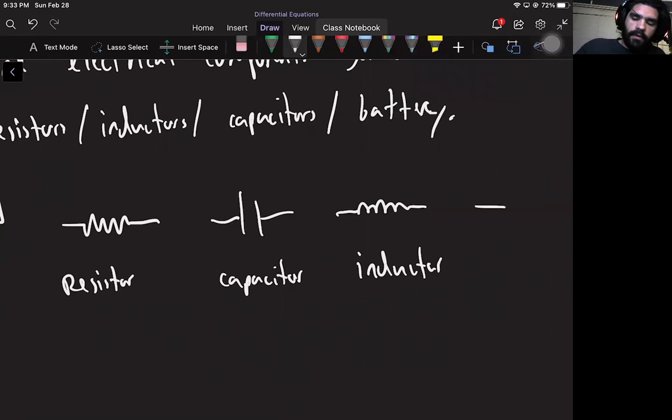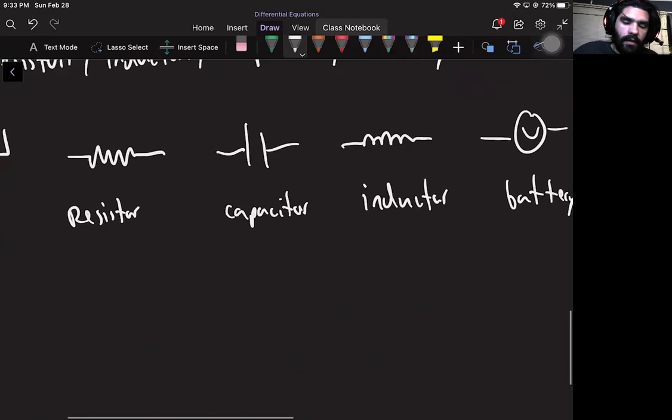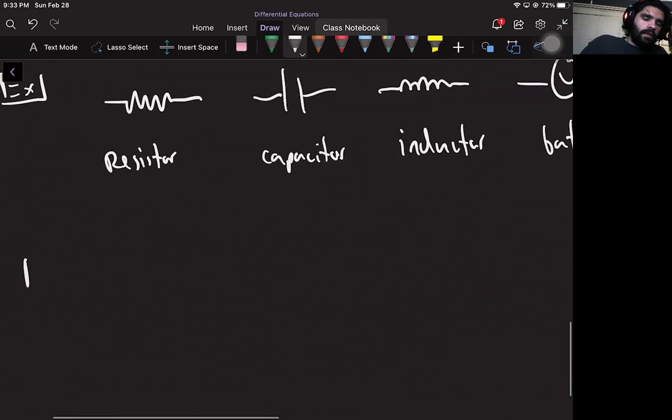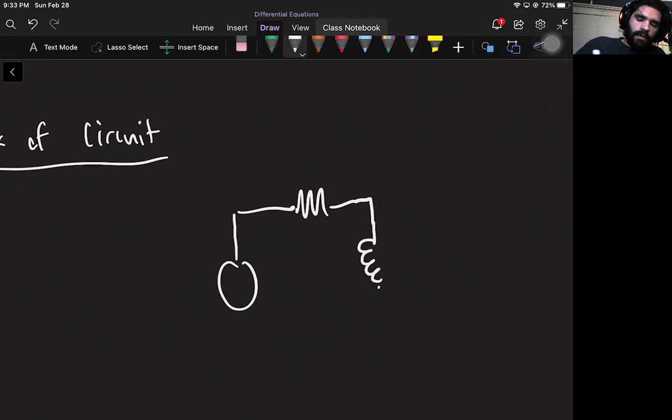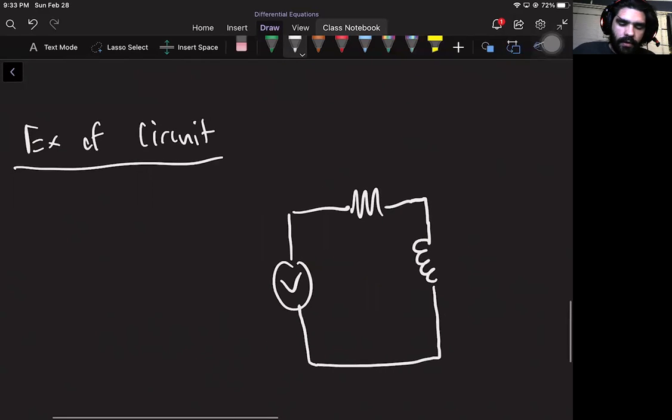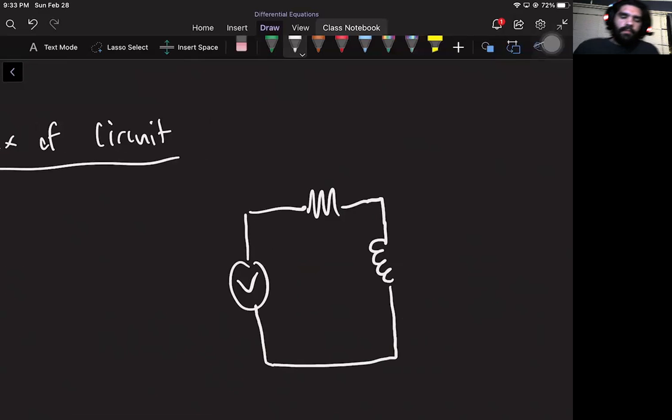And then there's the battery, which just looks like this. So what you do is you draw a circuit by connecting these together in various ways. One example of a circuit is something like this. I have a battery, a resistor and an inductor maybe, and then I'll loop it back to the battery. This is an example of a circuit, and it's called a series circuit, but we're not going to worry too much about the difference between series and parallel for now.